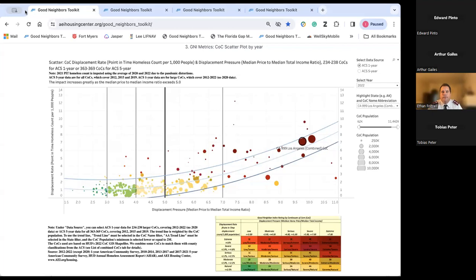When we go to the 1 year, which again is a 1% sample, when you're dealing with large COCs, a 1% sample is a lot larger than for the smaller COCs.